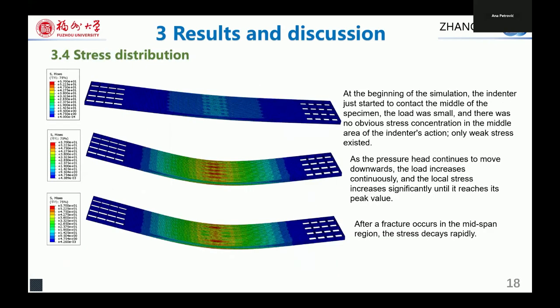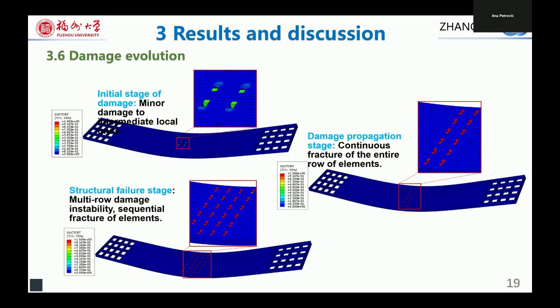And the FEM also could give us more information, such as stress distribution and damage evolution. We could divide the damage evolution into 3 stages. Firstly, in the initial stage, the minor damage could be seen and is very local. And secondly, the damage propagation and the continuous fracture of the entire row of elements could be seen. And finally, in the structure failure stage, we could see many multi-row damages.